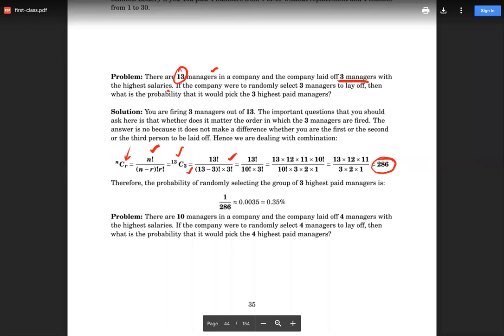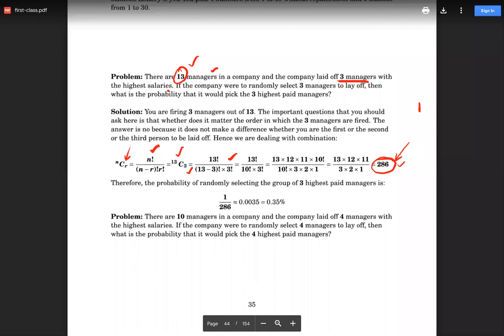So if it were to be a completely random scenario, this is what would happen. You have 286 different ways of selecting 3 managers from a group of 13 managers. Now, out of these 286, there will be only one group that has the highest earning 3 managers, or top earning 3 managers.